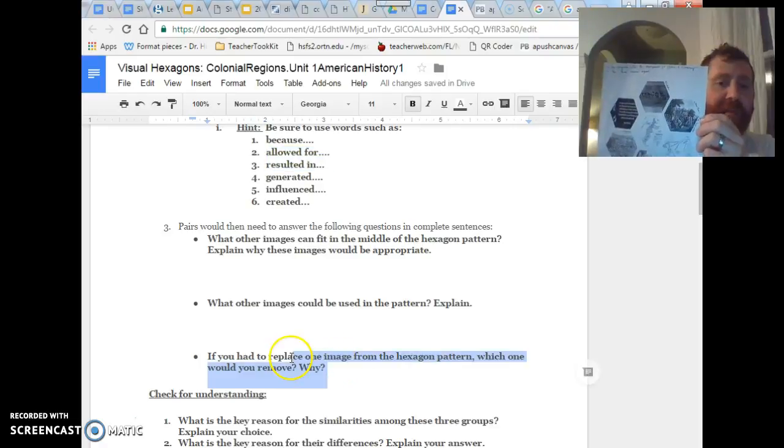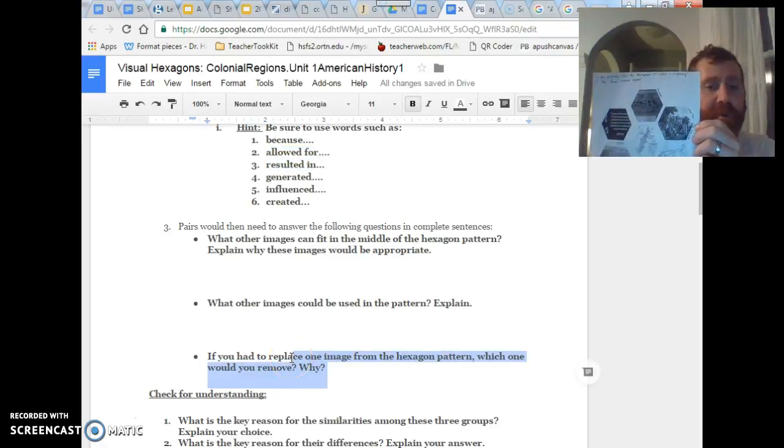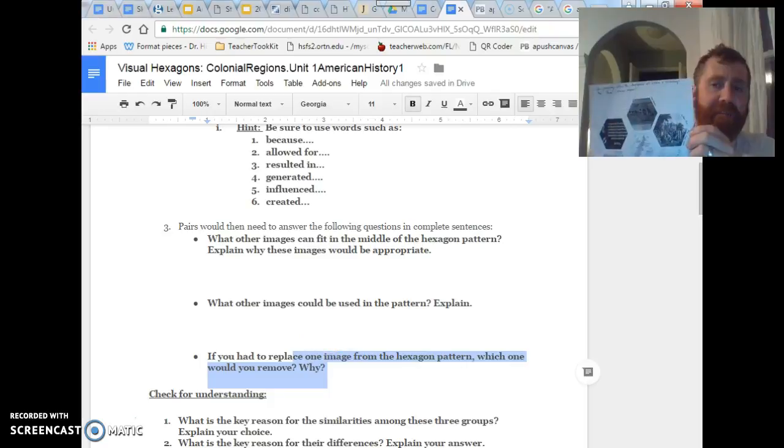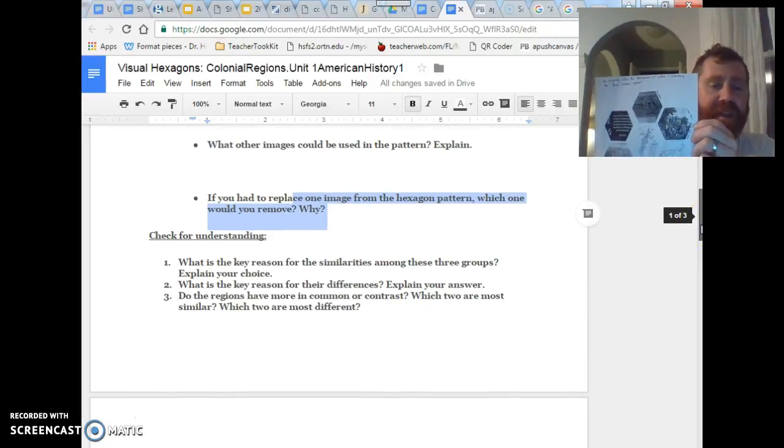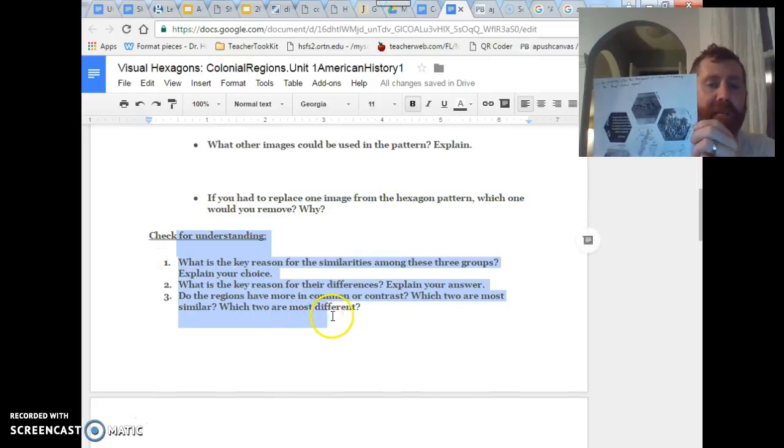If you didn't like a particular image and you wanted to replace it, which one would you remove? Why? And then finally, these are the key checks for understandings. All right. I want you to do this. And make sure that you're writing complete sentences.